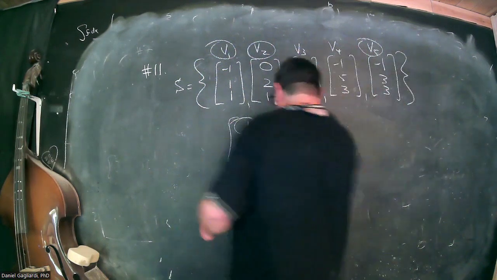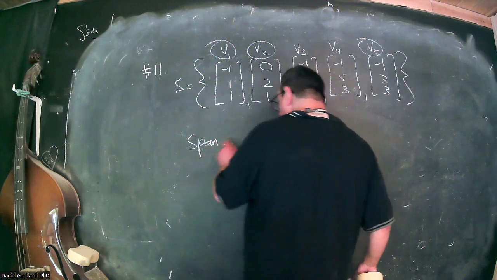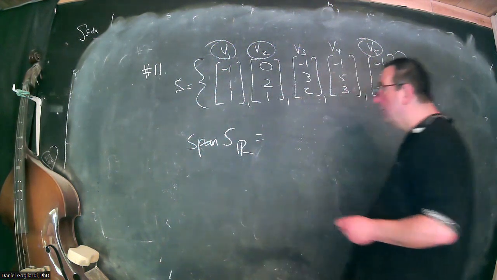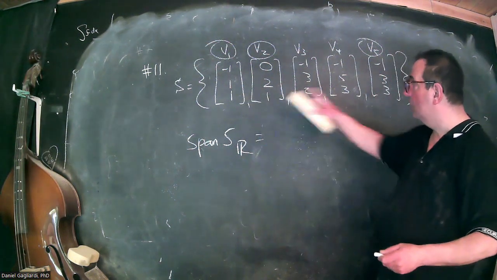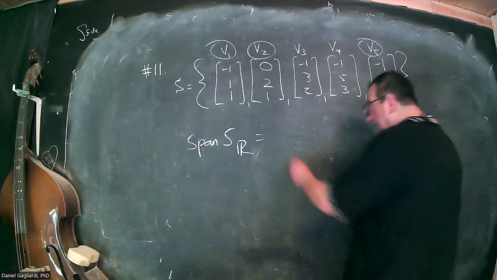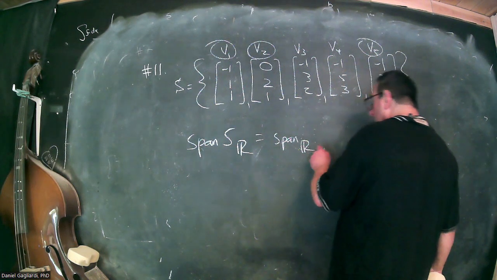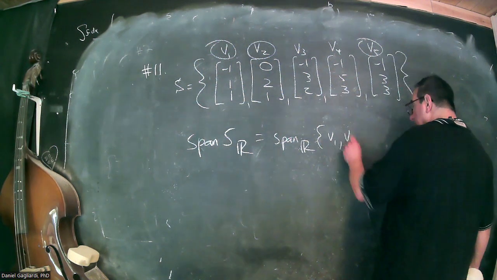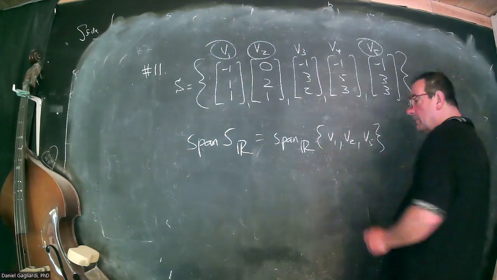In other words, the span of S over the real numbers, that just means real coefficients, recall, that just means coefficients times each one of these vectors is equal to the span over R of vectors v1, v2, and v5. It's called a trim procedure. Okay.